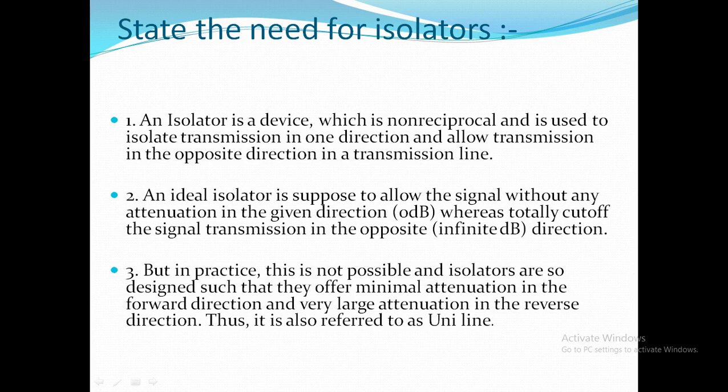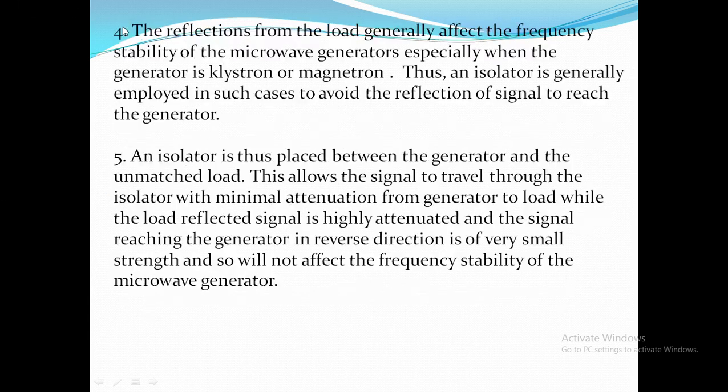An isolator is a non-reciprocal transmission device that is used to isolate one component in the transmission line. An ideal isolator completely absorbs the power for propagation in one direction and provides lossless transmission in the opposite direction. Thus the isolator is usually called a uniline. Isolators are generally used to improve the frequency stability of microwave generators such as klystrons or magnetrons, in which the reflection from the load will affect the generating frequency.